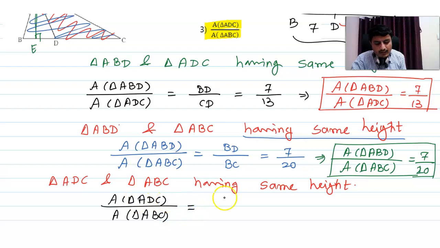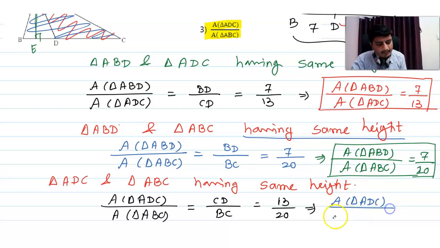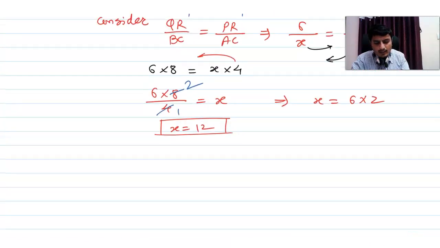So for the first triangle ADC, CD is the base, and for triangle ABC, BC is the base. Now the value of CD is 13 and the value of BC is 20. So we can write that the area of the first triangle ADC divided by the area of the second triangle ABC is equal to 13 divided by 20. Hence we have all three sub questions from question number two.